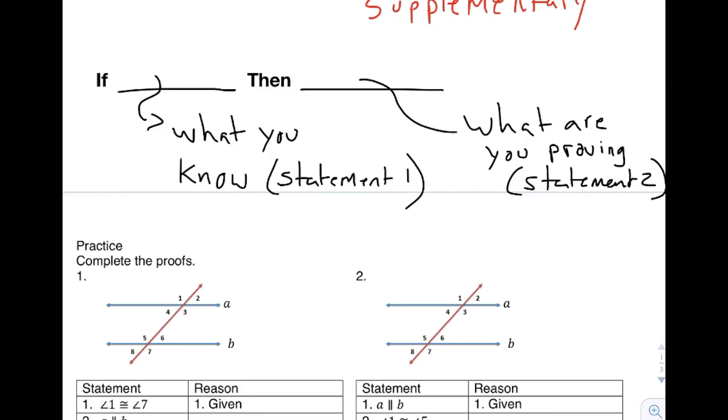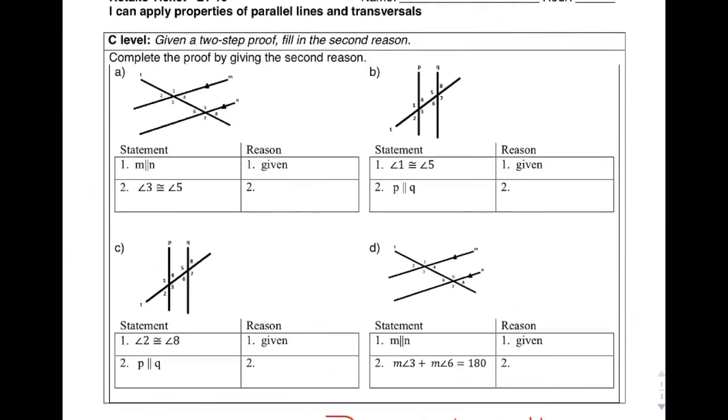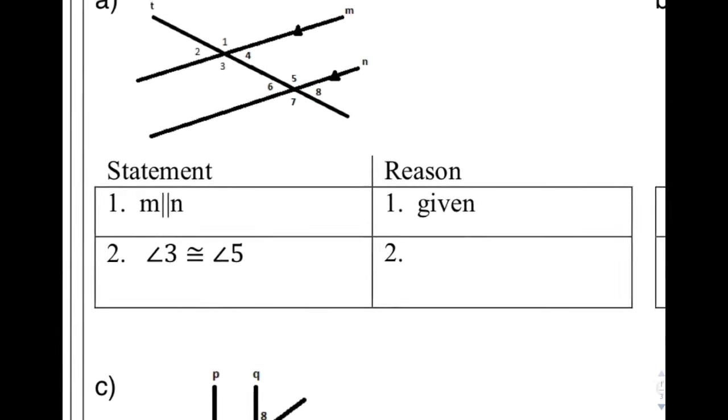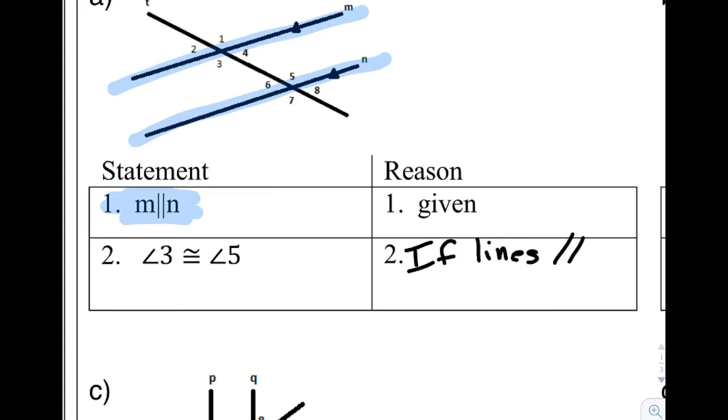So we're going to go up to this first example and really take a look at that. Statement 1 is lines parallel. I'll highlight that right here. We know that these two lines are parallel. It's given to us. We've got the parallel marks on them. And here's what we're going to write in our reason. If lines parallel. Now, that shouldn't be hard.